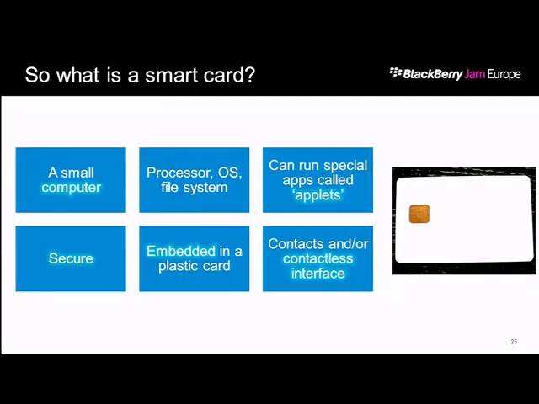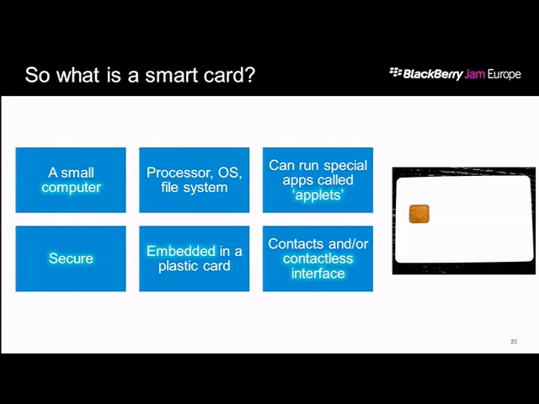So what is a smart card? Number one, and I have to admit this blew my mind when I first started looking into them a few years ago, it's a computer. It's a small, self-contained, tamper-proof microprocessor. It has an operating system, it has a file system, and it has the ability to run application code. Those applications are typically called applets. Some people like to call them cardlets for some reason.